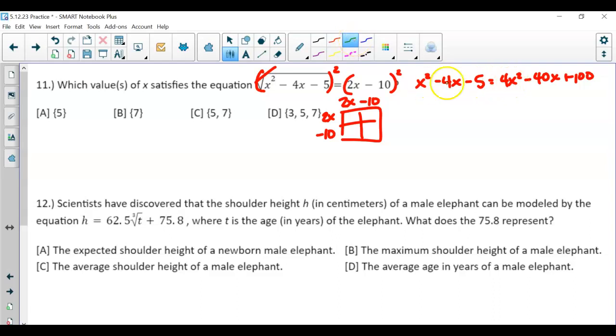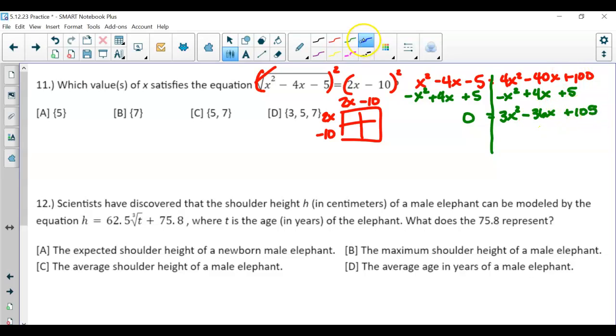Now notice you're solving a quadratic, and quadratics have to equal 0. Now you could subtract 4x from both sides of the equation. However, then you would get a negative. So I'm going to move this over so that it stays positive. That means we need to add 4x to both sides and add 5 as well to both sides. So here we've got 0 is equal to 3x squared minus 36x plus 105. Now remember, you don't go straight to bottoms up because there is a GCF. We have a GCF of 3.